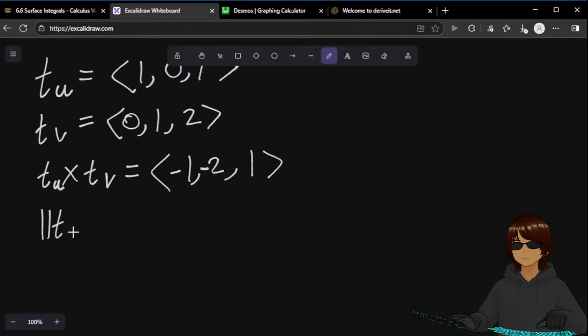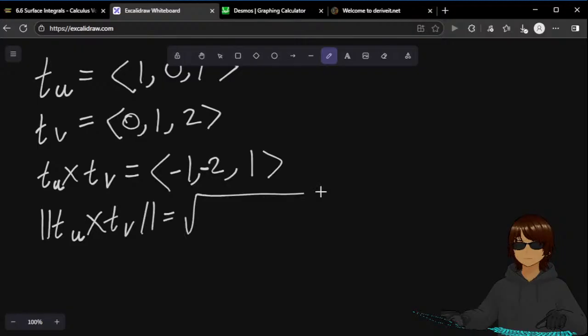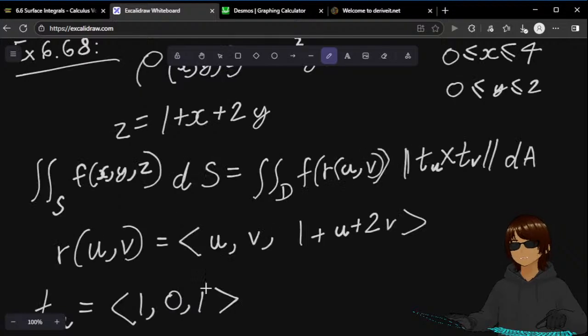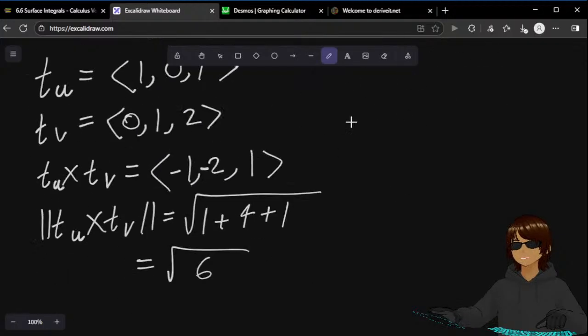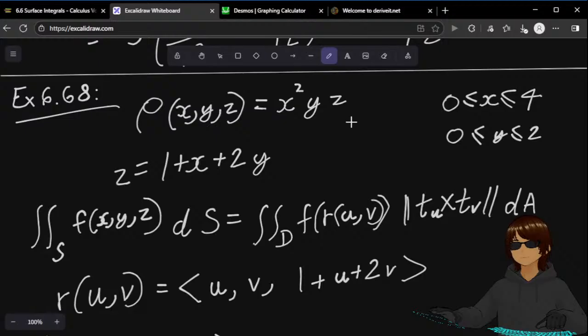Now minus 1 squared plus 4 plus 1 gives 6, the square root of 6. So we have root 6 for this. And now x squared yz is the function we are applying, right?